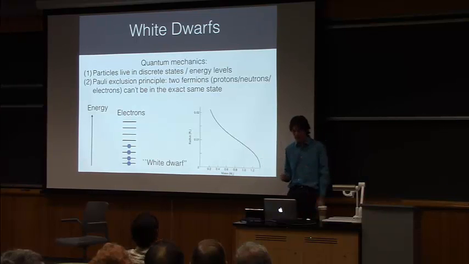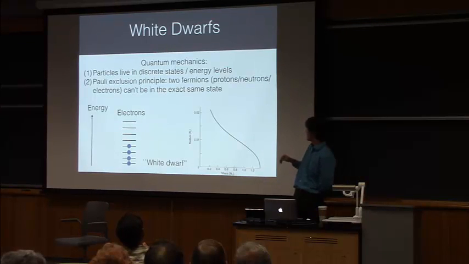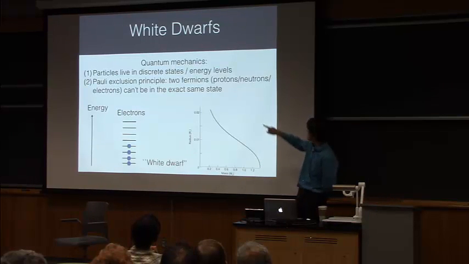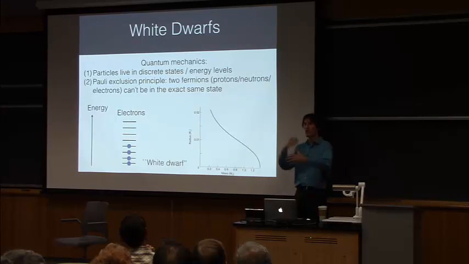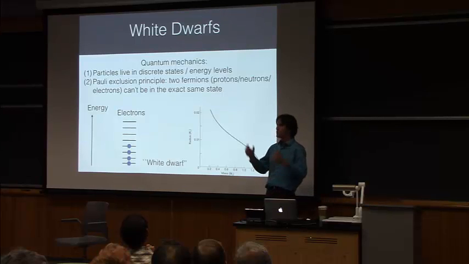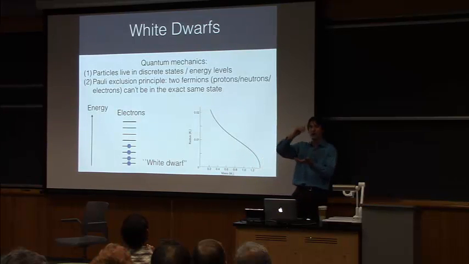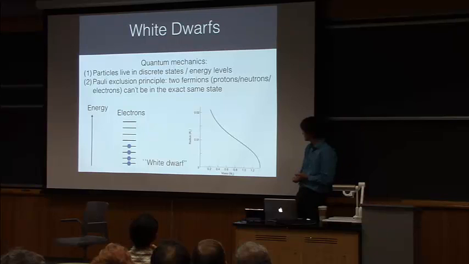And you can also see that effect if you look at the dependence of the radius of a white dwarf on its mass, which is shown here, the mass on the x-axis and the radius on the y-axis. And you can see that as the mass increases, the radius of a white dwarf decreases. And that's because the more mass you have, the more pressure you need to support your white dwarf against collapse, and so the more you have to pack the electrons so that they occupy higher and higher energy levels.